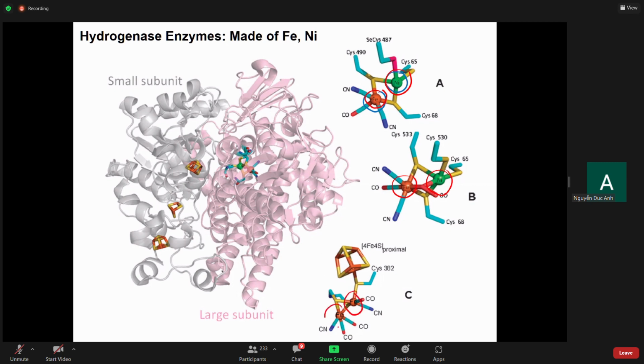Or iron in this case. Sometimes you will see other kinds of enzymes that contain iron and molybdenum, or iron and cobalt. So they show very similar properties, and they can combine to work in an organic system.